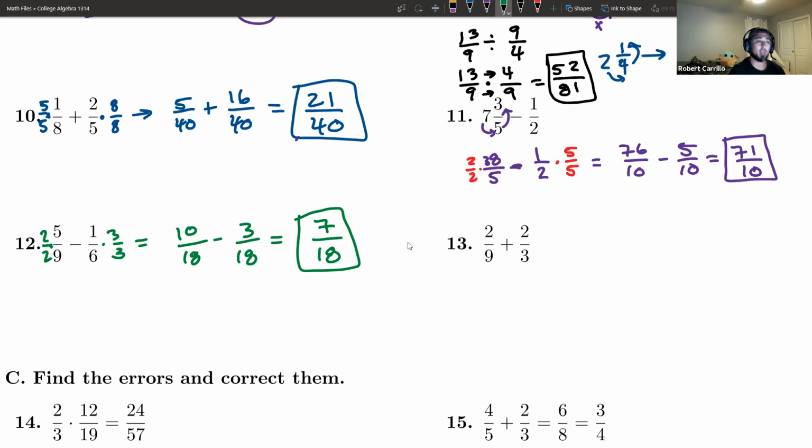All right, 13: 2/9 plus 2/3. What is our common denominator here? Is it 9? It's 9. So I only need to change which fraction? The 2/3. Good. And I multiply it by what? 3/3.